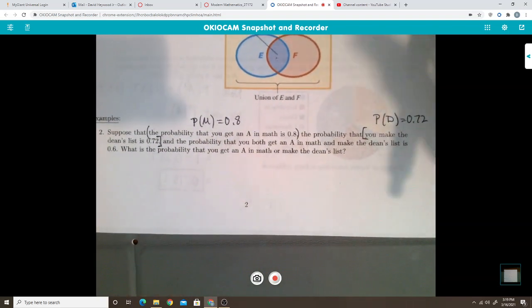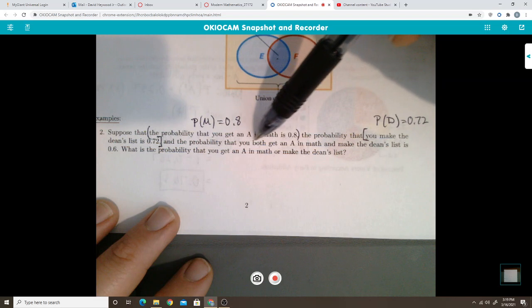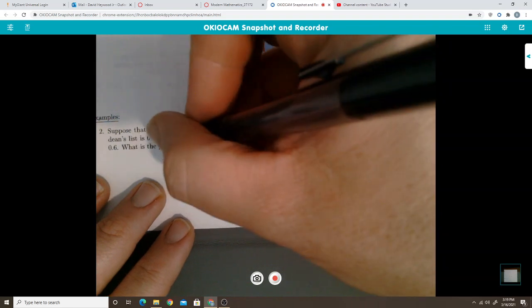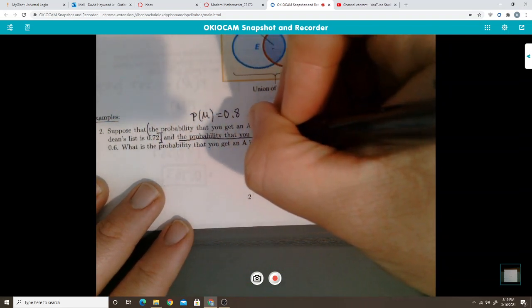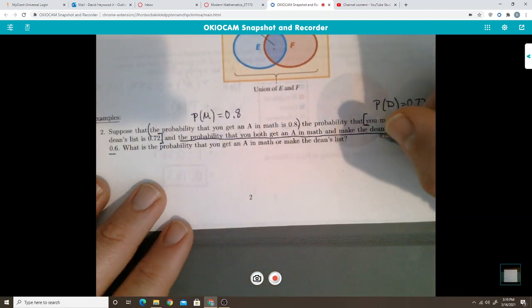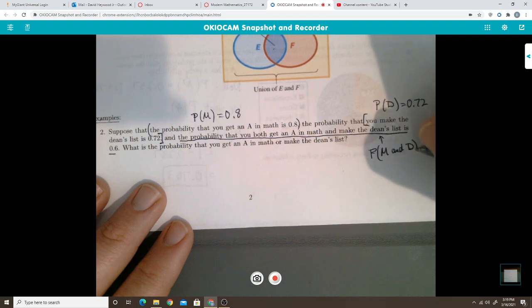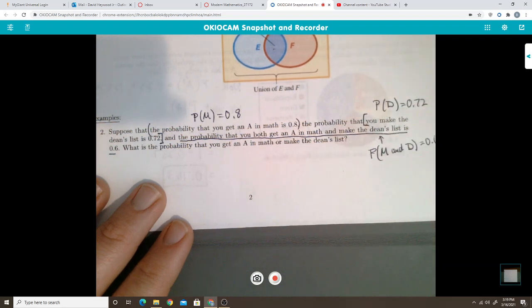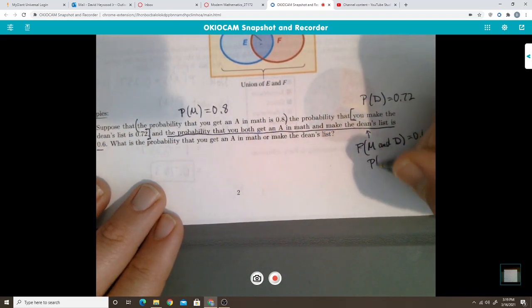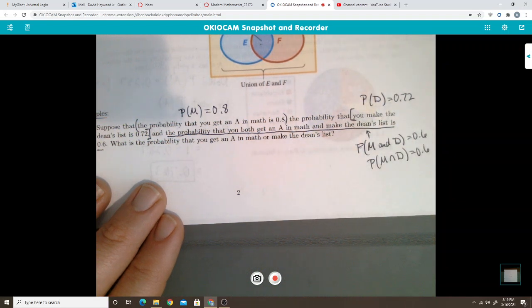Okay. And then the next statement says the probability that you get both an A in math and make the dean's list is 0.6. So I'm going to call the probability that you get an A in math and that you make the dean's list 0.6. Remember, the "and" means intersection, so this is the probability of M intersect D. Okay?